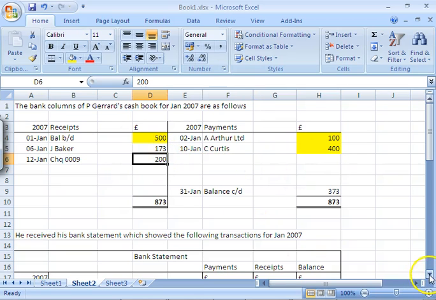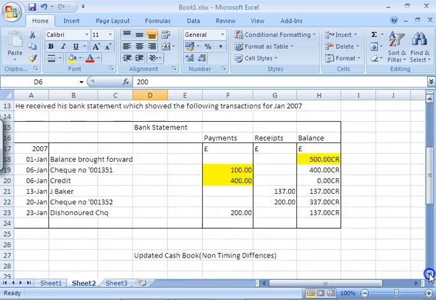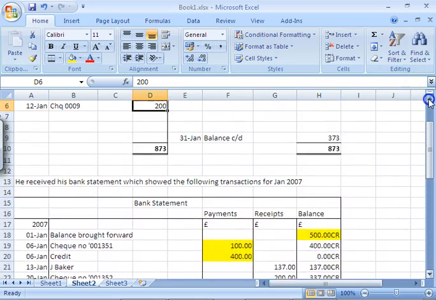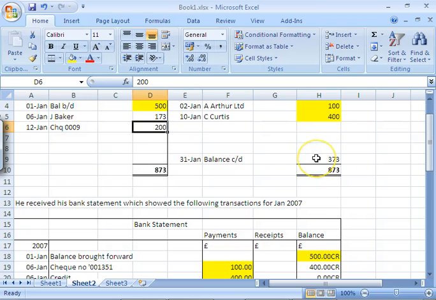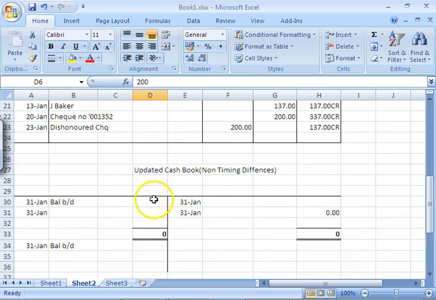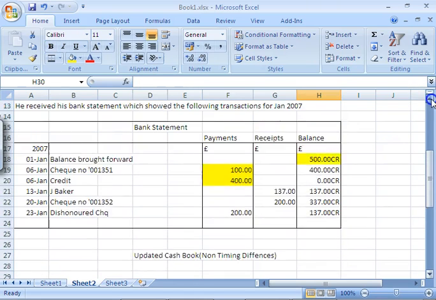So what we do is, again, we go to the updated cash book. You have a balance brought down currently in your cash book of 373. Let me get rid of all these formulas so we don't get confused. 373 we start off with.